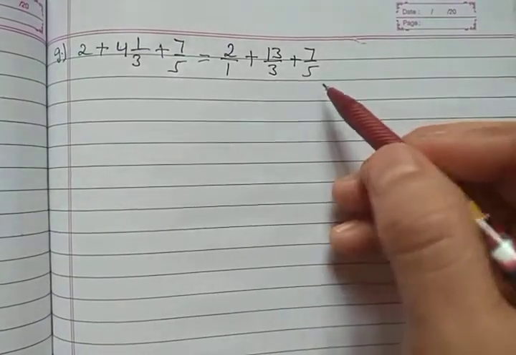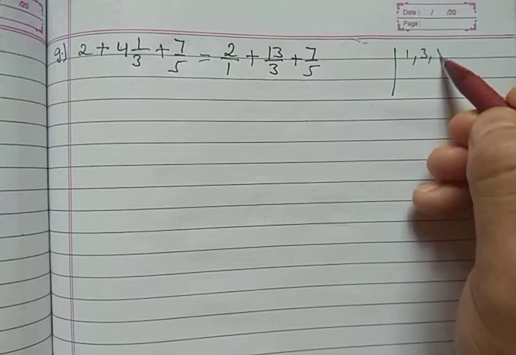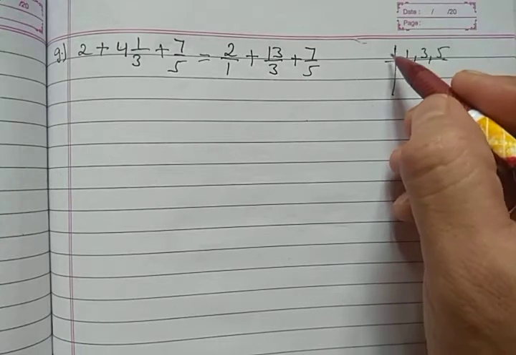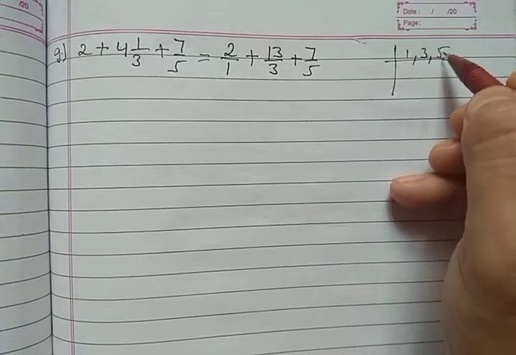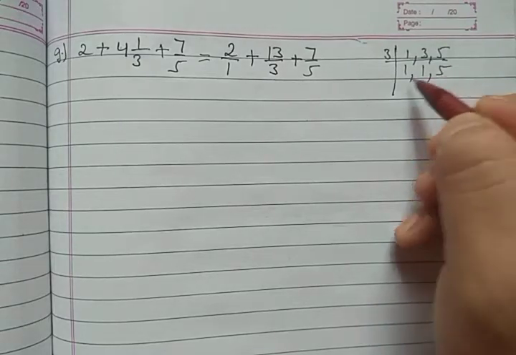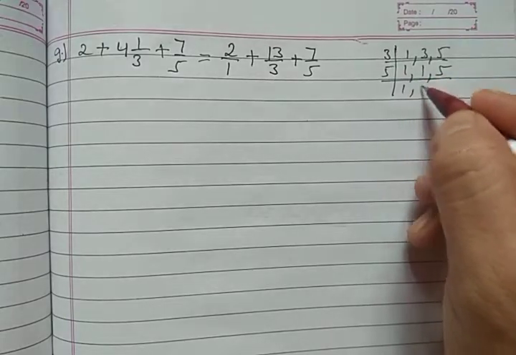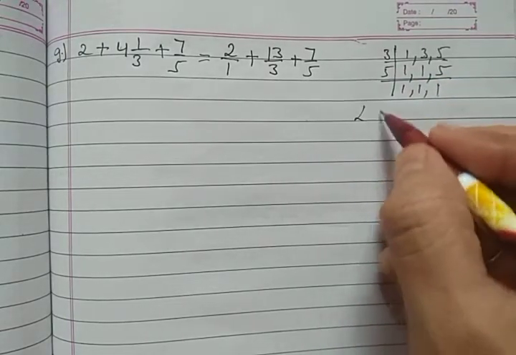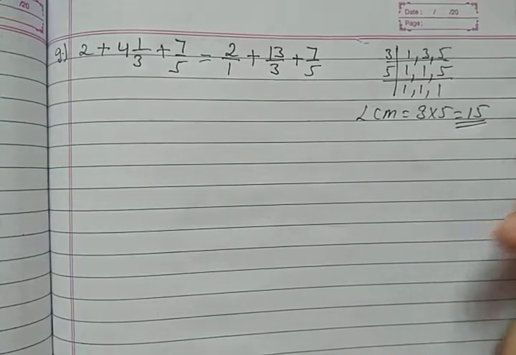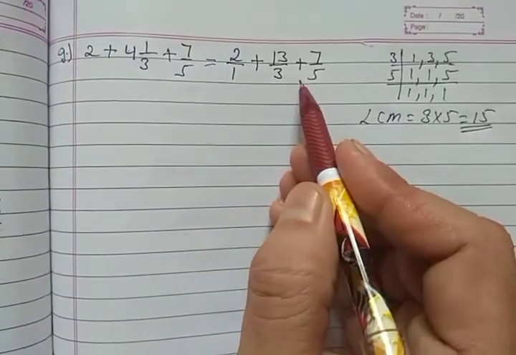Now again take the LCM. There is no need to write the 1, but I am writing it so that you will not get confused. Both are prime, so we will take 3. 3 1s are 3, 5 does not come, so we will write it as it is. Then 5 is again a prime number, 5 1s are 5. So our LCM is 3 into 5, that is 15. Now make these three fractions like.